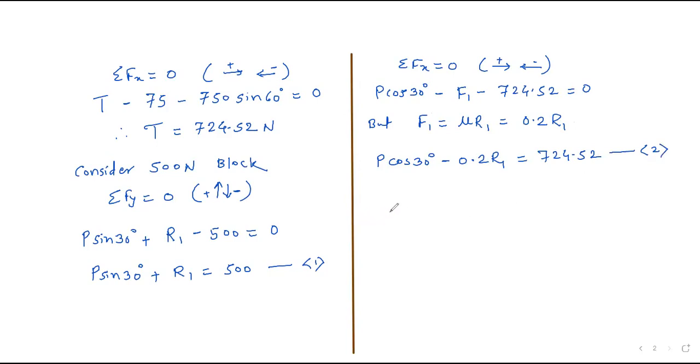So now how many unknowns are there? You are having two unknowns. One is P, second is R1. Okay, and how many equations are there with you? Two equations are there with you. So two equations, two unknowns. You can solve these two equations on the calculator and let me know the value of P and R1. Solve this now on the calculator.